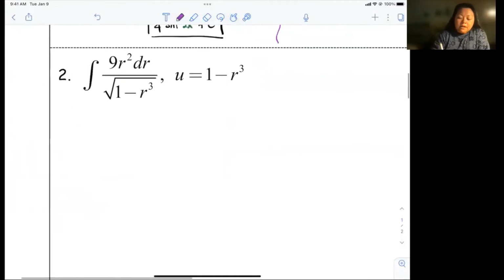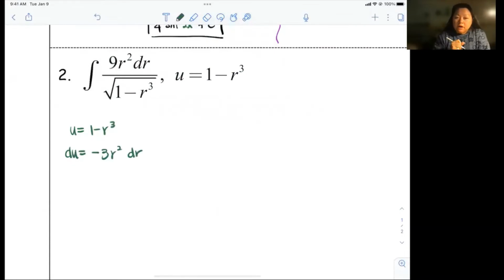All right. Number 2, start off the same way. You have your training wheel here. It tells you that u is 1 minus r cubed. So step 1 is already done for you. u equals 1 minus r cubed. So now let's take the derivative. du is negative 3r squared dr, right? Move the coefficient. Negative 1/3 du equals r squared dr.